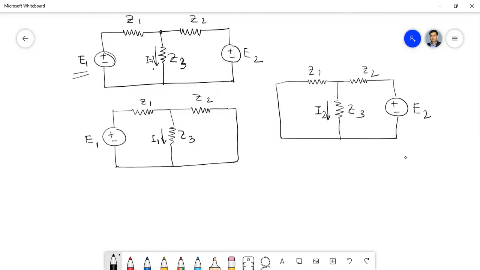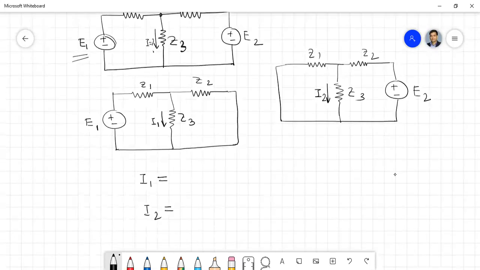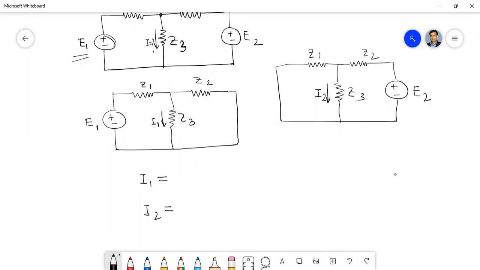Now you just tell me what is I1 and what is I2. Any theorem you can apply here. You can take Z2 and Z3 in parallel, and then Z1. So what is the value of I1 and what is the value of I2? The final value of I will be the summation of these two, as per the theorem.